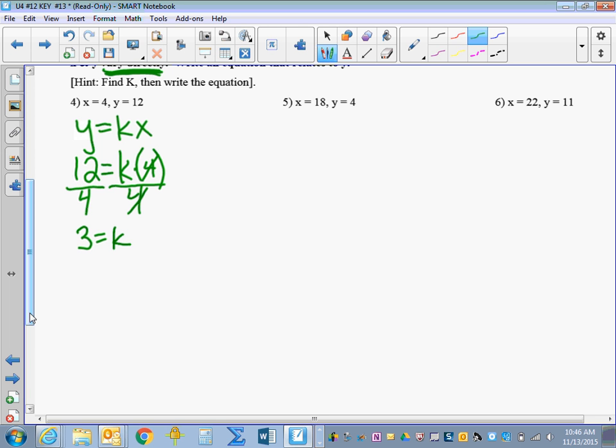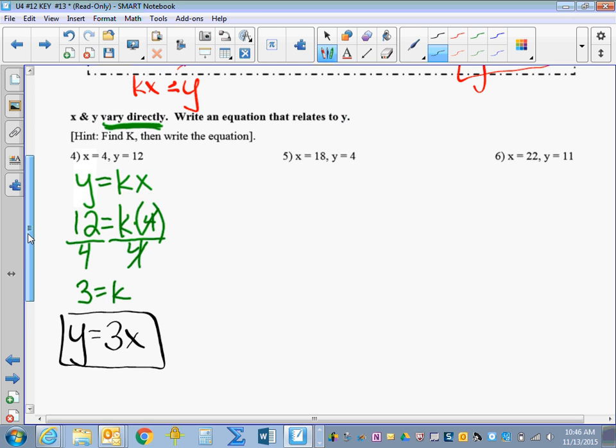Alright, now that I have my constant of variation, I can put that into my equation. Just like before when I was trying to write the equation for a line, I needed to have my slope before I could put it into my equation. So now I go ahead and write out my equation with my constant of variation. Y equals k times x. Well, I know k now. Y equals 3 times x.